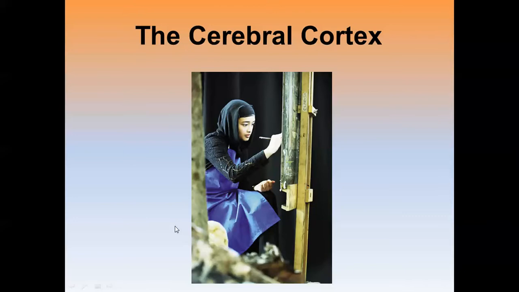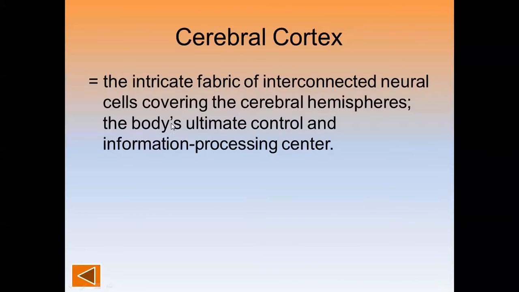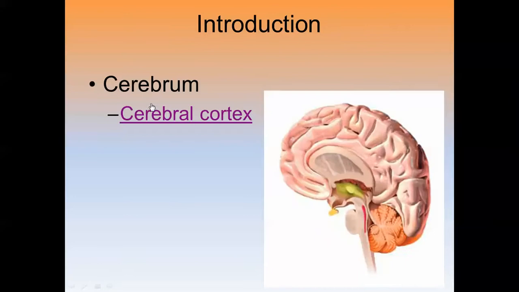And the cerebral cortex is the last thing we're going to talk about before we end this video. The cerebral cortex is a thin surface layer of interconnected neural cells, and it's our body's ultimate control and information processing center. It's a very intricate, delicate fabric. The interconnecting neural cells cover the cerebral hemispheres, and it's a very important part.